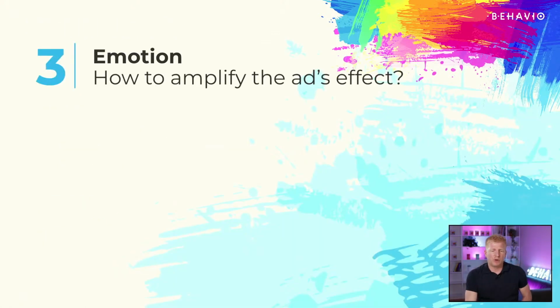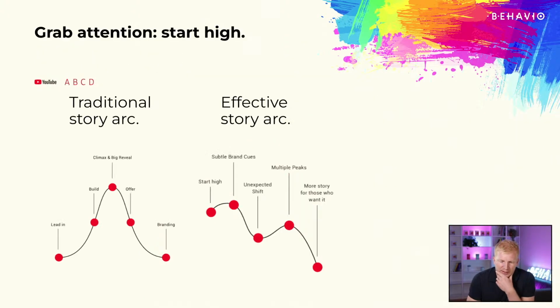And finally, emotion, how to amplify the ad's effect. And here I'm going to show you something which I really like. This is Google's YouTube ABCD framework, and they show this distinction between the traditional story arc and the effective story arc. The traditional story arc used to be a lot of those great commercials we remember from decades ago, with those lead-ins and build-ups, and then some climax with a big reveal, and then the offer and branding.